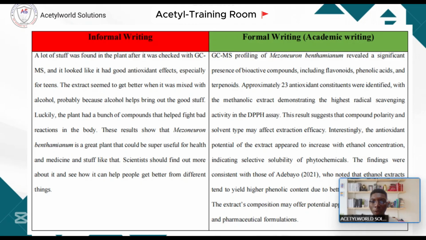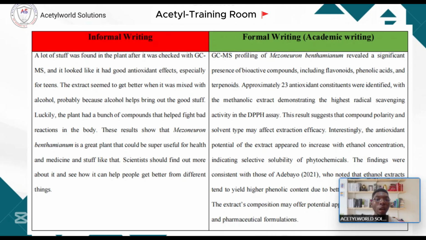Imagine: "A lot of stuff was found in the plant after it was checked with ECMS, and it looks like it has good antioxidant effect, especially for teens. Extract seems to get better when it was mixed with alcohol, probably because alcohol helps bring out the good stuffs." If you read that down, "luckily the plant has a bunch of compound that helps fight bad reactions in the body. The result shows that you can see all those..." It is not making sense. Now let's correspond that to formal and academic writing.